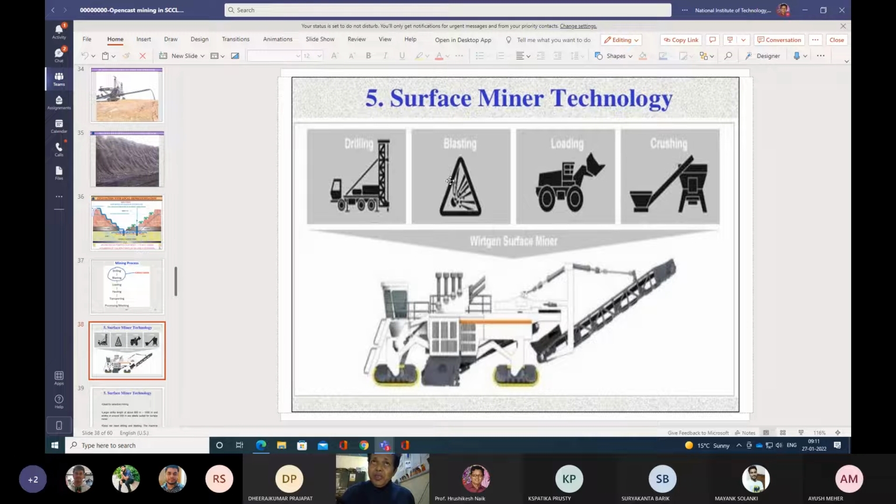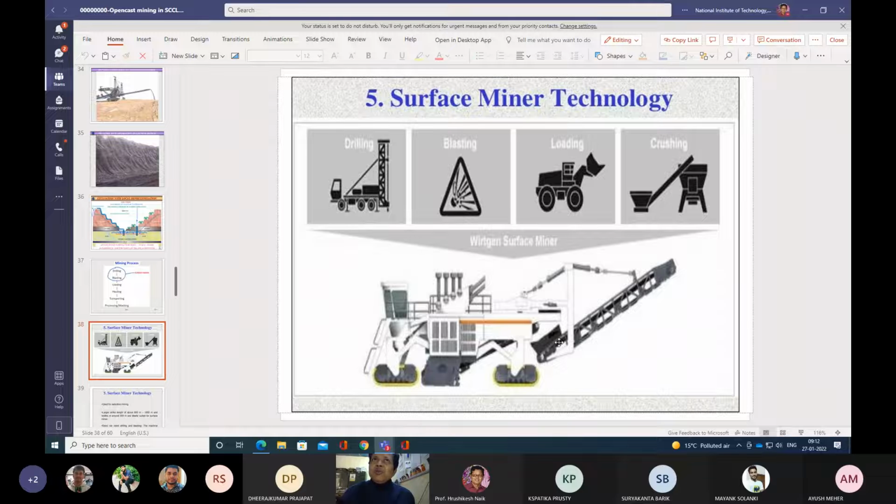So that's why the mining company has devised a machine which is called the surface miner, where there will be no blasting, no ground vibration, nothing, no environmental pollution. So that's why this machine, surface miner, is called eco-friendly mining. So very much environmentally sustainable mining process.